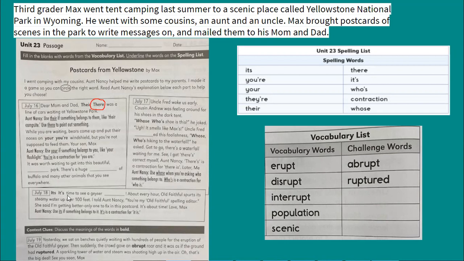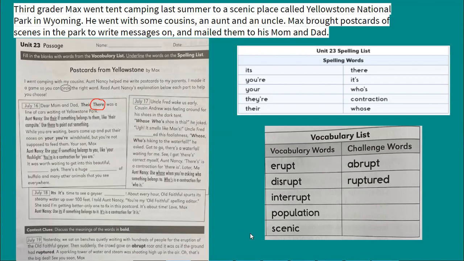July 18th. It's time to see a geyser blank. About every hour, Old Faithful spurts its steamy water up 100 feet. I told Aunt Nancy, "You're my Old Faithful spelling editor." She said, "I'm getting better. Only one to fix in this postcard. It's about time. Love, Max." Aunt Nancy: use its if something belongs to it. It's is a contraction for it is.